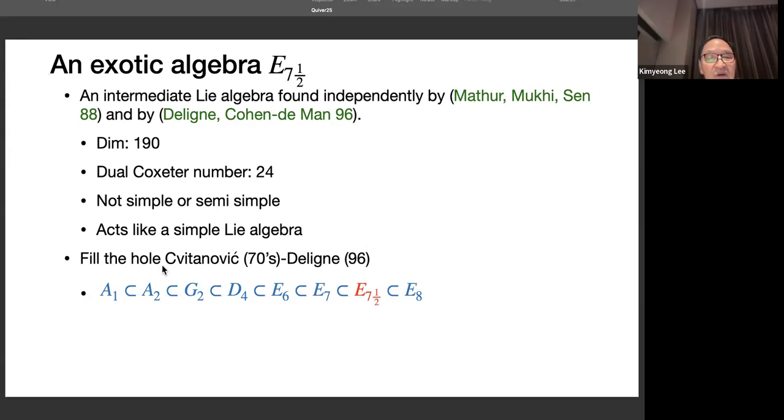And it fills the hole which was discovered by MMS. And the E7.5, again, I skipped the F4, so there's D4, F4, E6, E7, E7.5, and E8. And the dual Coxeter number of E7 is 18, and E8 is 30, so 24 is just halfway between 18 and 30, so that's why it's called E7.5.